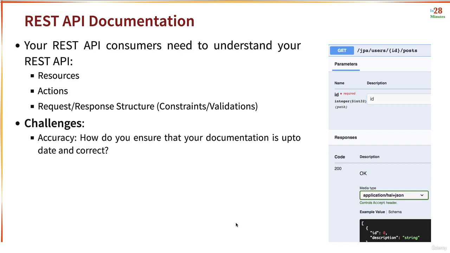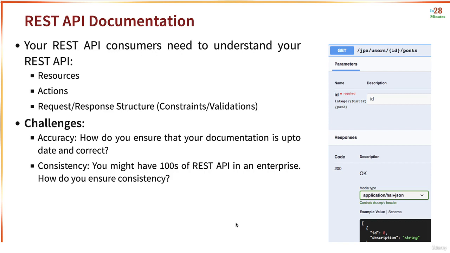How can you ensure that your documentation is up to date and correct? Accuracy is always a big challenge. Your documentation might get out of sync from that of code. Another important thing is consistency of your documentation. You might have hundreds of REST API in an enterprise. How do you ensure that the documentation for all these API is in a consistent format?